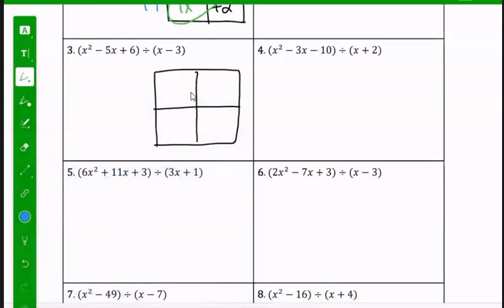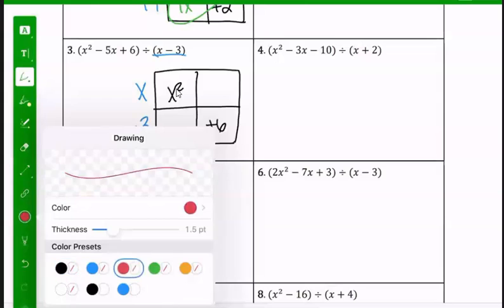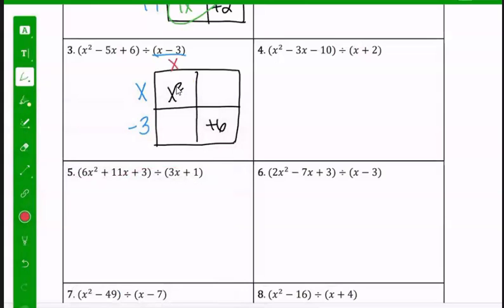Our second step is writing the binomial they give us on the left, so that x minus 3. Third step is to fill in our first and last term from the polynomial they give us, so the x squared and the plus 6. Next, from here, we're just working backwards. X times what gives you x squared? Well, we know x times x gives us x squared.